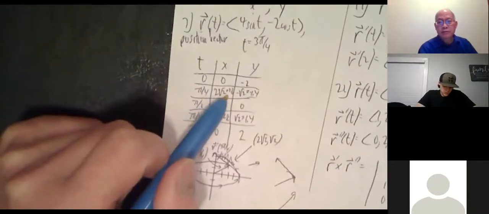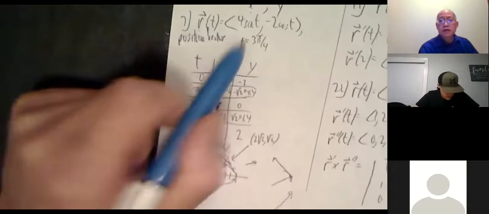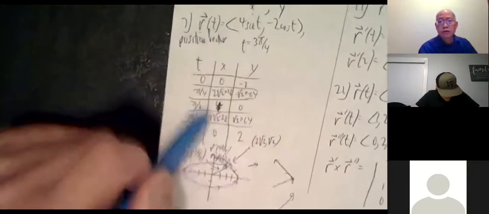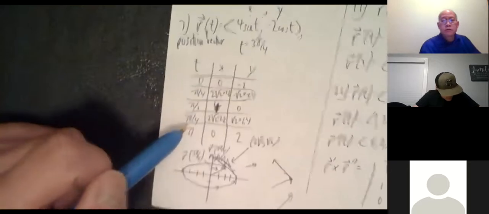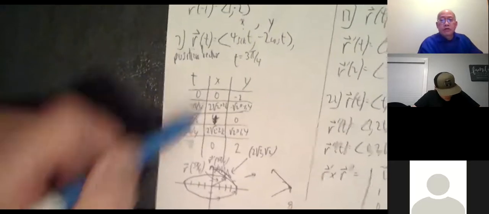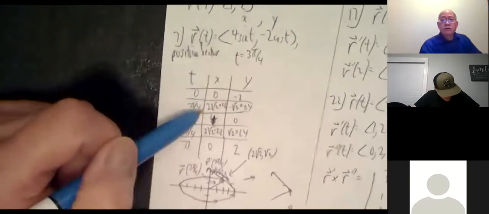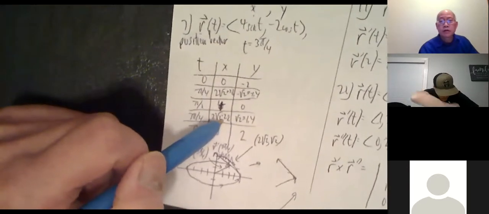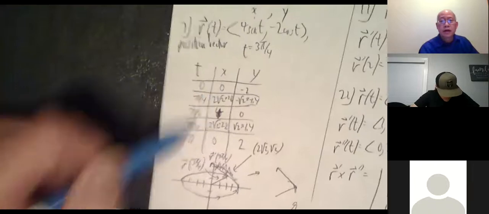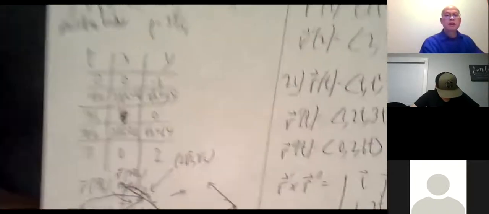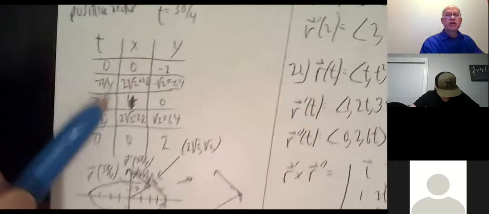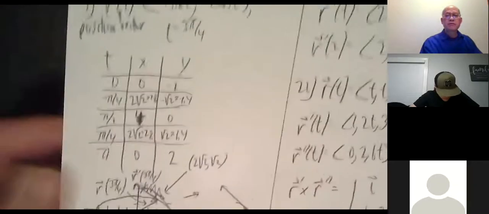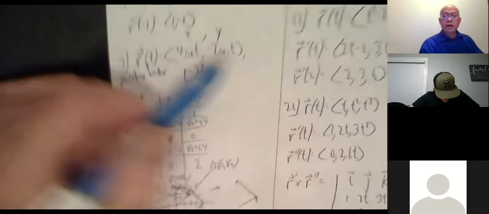It's about 2.8. Sine of pi over 2 is 1. Multiplied by 4, you get 4. 3 pi over 4, sine of 3 pi over 4 is also radical 2 over 2. Multiplied by 4, 2 radical 2. It's 2.8. And sine of pi is 0. So these are the x coordinates. Let me raise it up again. So roughly 0, 2.8, 4, 2.8, 0.